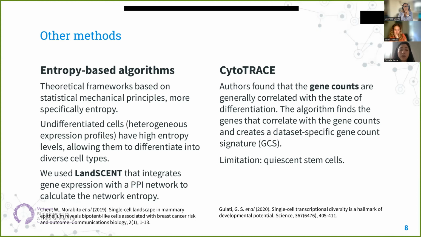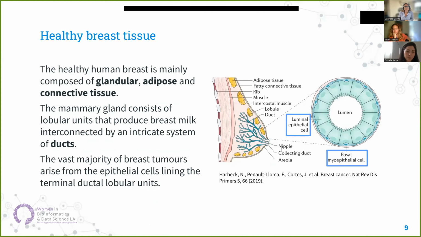Another method that is available is CytoTRACE. Authors found that gene counts are correlated with the state of differentiation. So this algorithm finds the genes that correlate with gene counts and then creates a gene count signature, which is specific for each data set. And they define a score that quantifies this potency. But this has a limitation, especially with quiescent stem cells. This method is not the best for identifying quiescent stem cells.